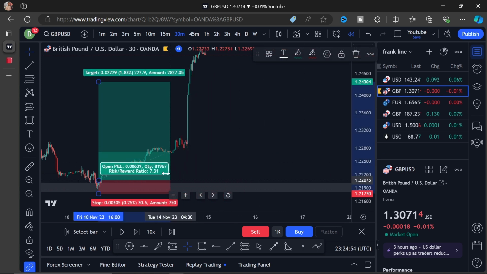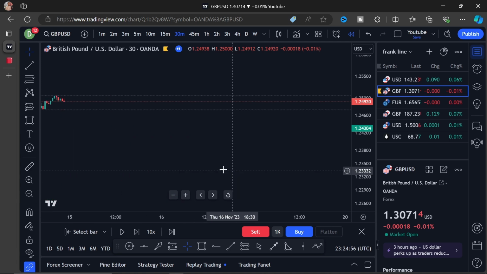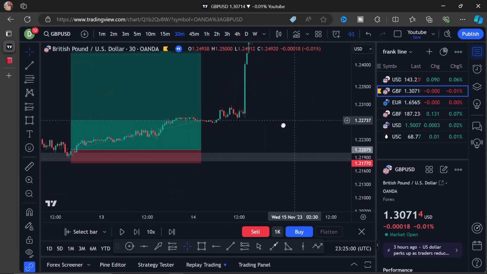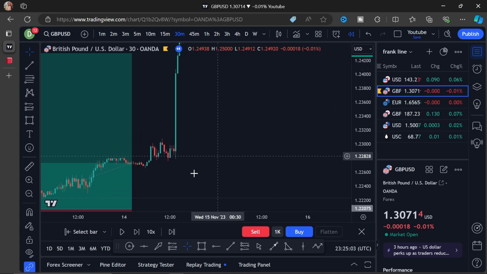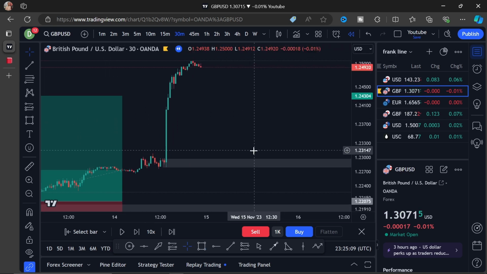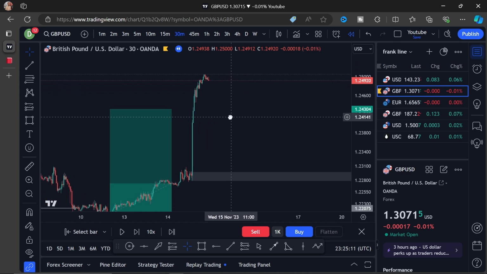So now let's see if we can catch one more trade using the 30-minute time frame. Here is a 30-minute demand area here. So here is a 30-minute demand here. You can see the bearish candle before this big bullish one. So now let's see if the market comes into it.